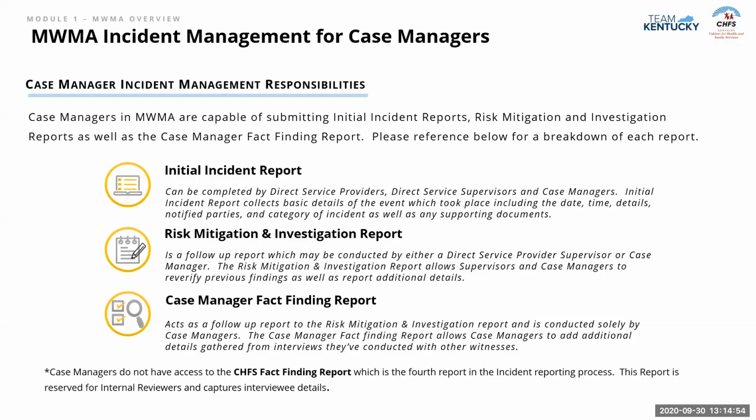And really, it's the initial incident report, so it collects the base details of the event. That includes the date, time, notified parties, category of the incident, as well as any supporting documents. So it's getting that base layer of information about the incident. The follow-up report to that is the risk mitigation and investigation report. Now this report can only be conducted by either a direct service provider supervisor or case manager. And really what this allows you as case managers and supervisors to do is re-verify previous findings as well as report any additional details. So those are the first 2 reports.